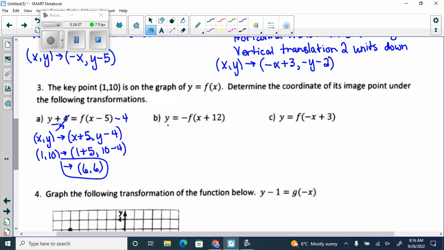This one, we get x, y becomes x minus 12, comma, negative y. 1,10 becomes 1 minus 12, comma, negative 10. So it's negative 11, negative 10.